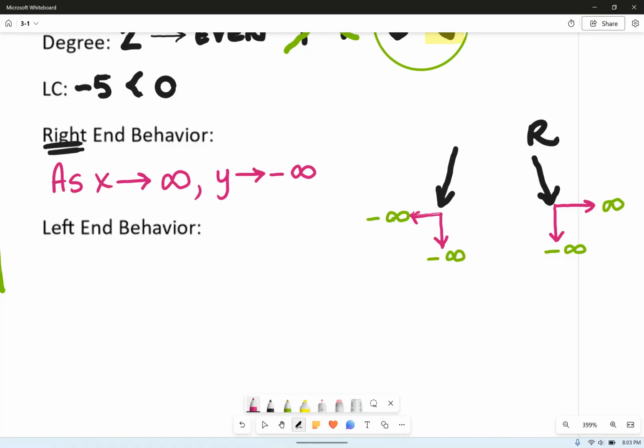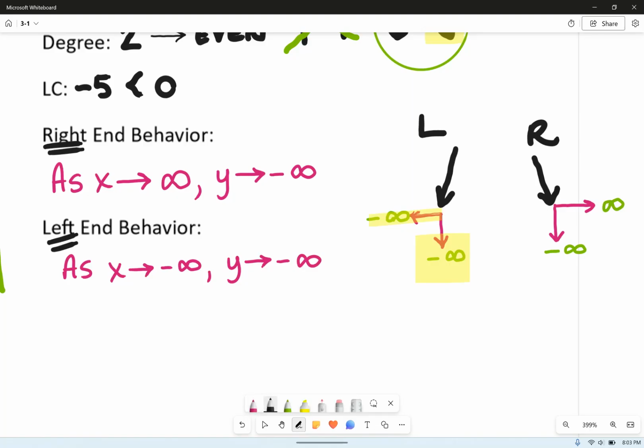Let's do the left-hand arrow. Okay, this is the left. And we just do the same thing. You start as x approaches. So we look at our x. Our x is horizontal. What is it approaching? It's approaching negative infinity. And then y, what is it approaching? Well, it's going down. So we say negative infinity. And so that's how you write end behavior.